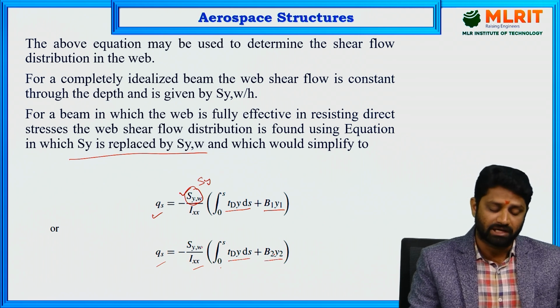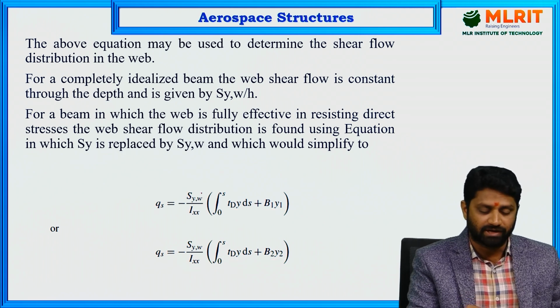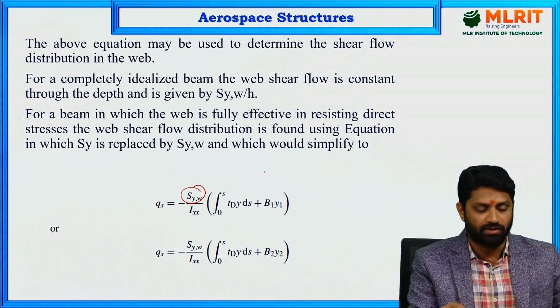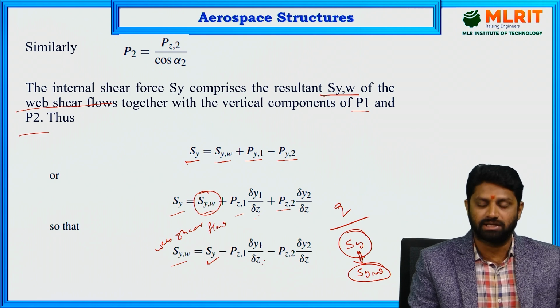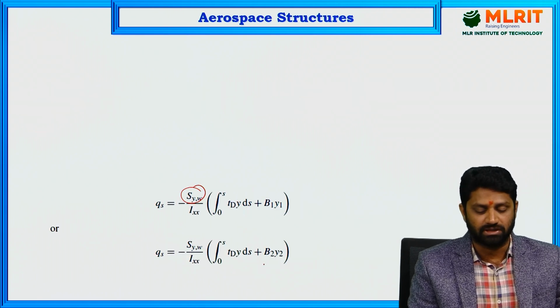But remember here that SYW must be substituted as SYW equals Sy minus Pz1 into delta y1 by delta z minus Pz2 into delta y2 by delta z. So this is what we need to consider here.